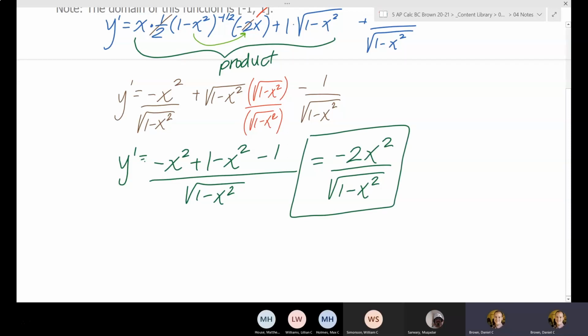lines. The horizontal tangent lines come when the first derivative is equal to 0, so that's going to be when the numerator is equal to 0, so we get x is equal to 0.